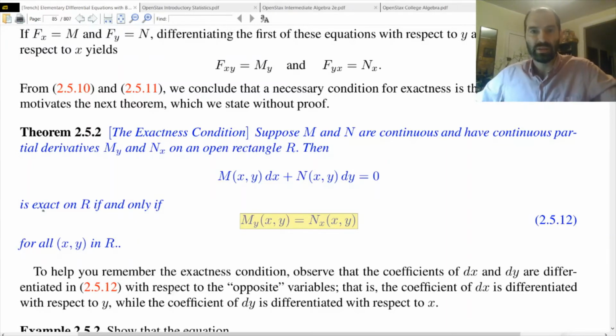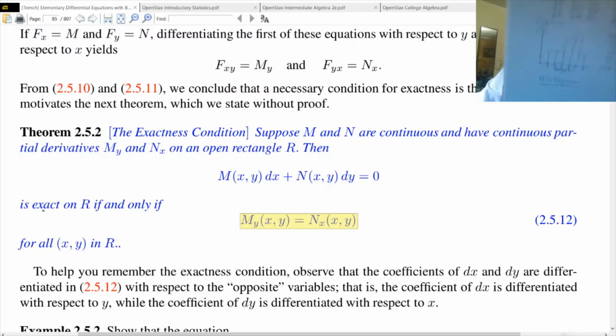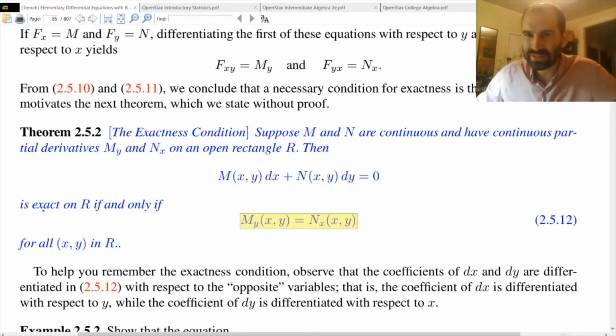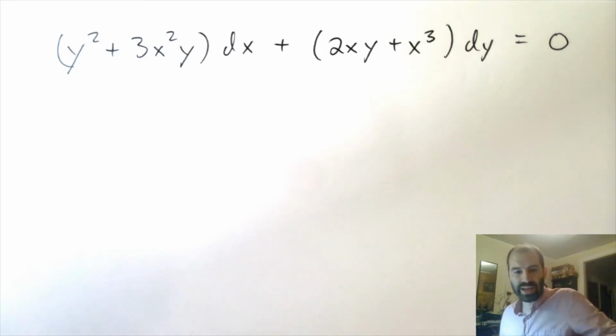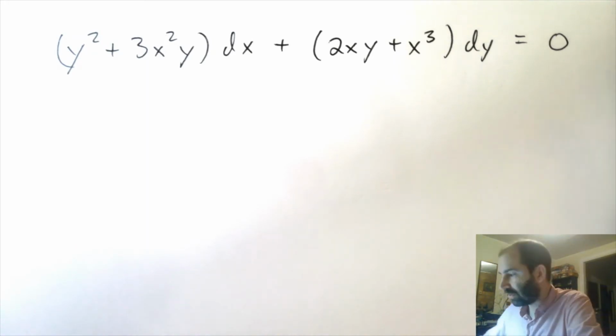Okay? So let me take you down to the paper here, and I want to work you through an example. Okay, so here's our example differential equation that I want to look at. What we want to do is see if we can check it for exactness using the theorem, and then we'll even see if we can find the solution.